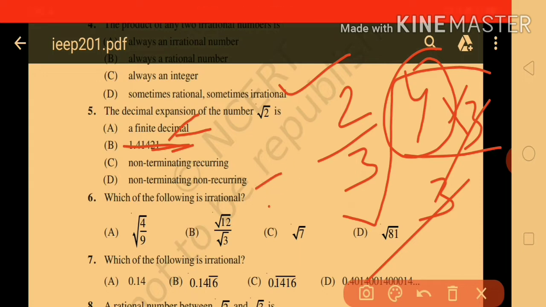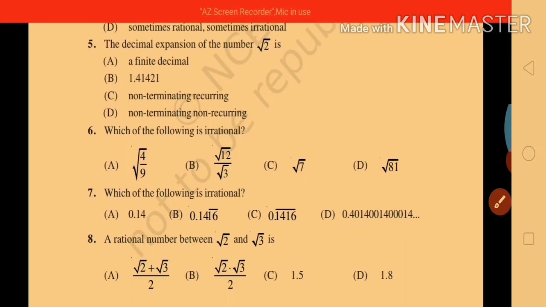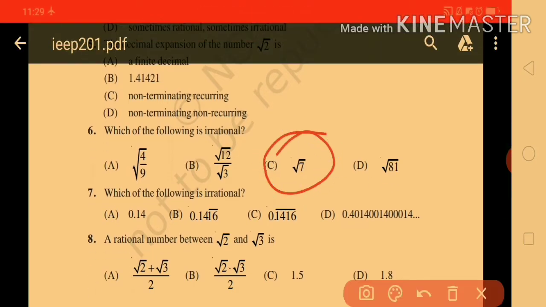Root 4 is equal to 2, so this is also not an irrational number. Now the third part, we will check root 7. Root 7 is an irrational number. Let us check the next one. Root 81 is the same as 9, because 9 is a rational number, right? So our answer is C part.